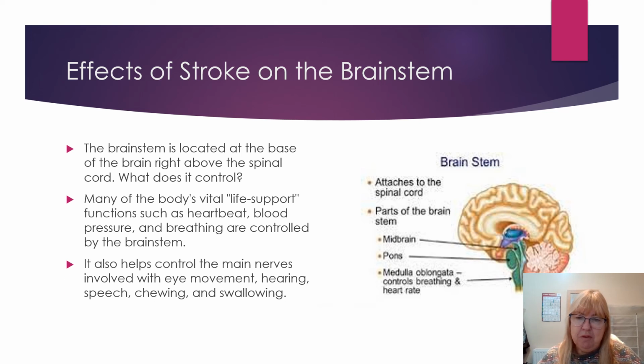So it's relevant for most of the body's life support functions, such as heartbeat, blood pressure, and breathing. So obviously a stroke in the brainstem is a bit worrying. It also helps control some of the major nerves: eye movement, hearing, speech, chewing and swallowing. If those nerves are damaged, so is your ability to do most of those things. So you can imagine someone could be very, very unwell coming out of that. If your breathing and your blood pressure are affected and your swallowing is affected, it could be quite serious.